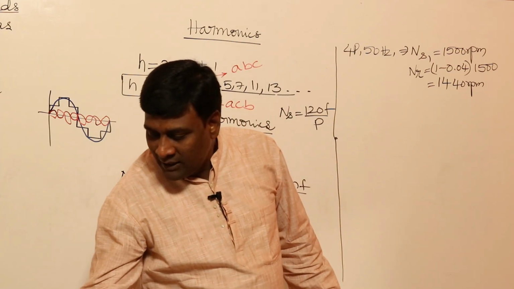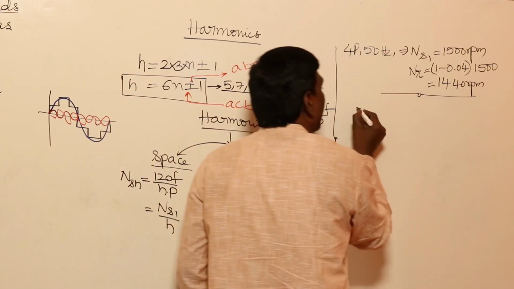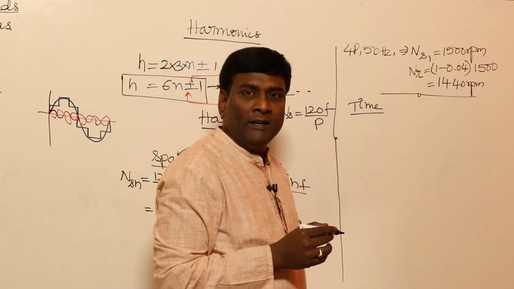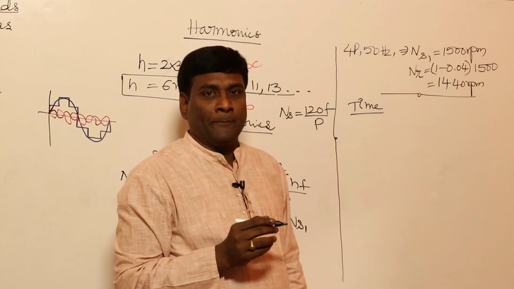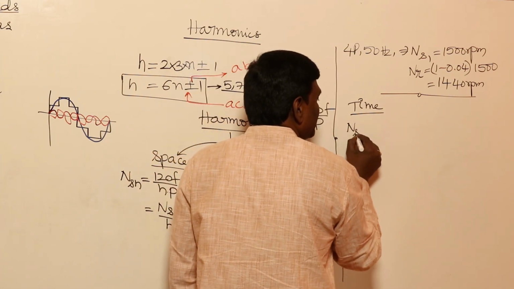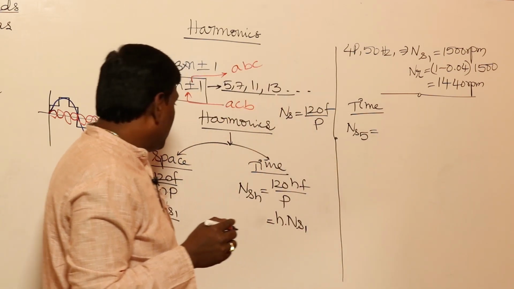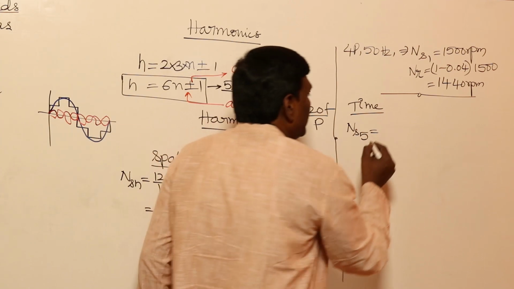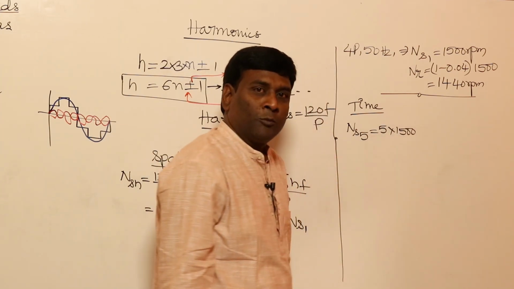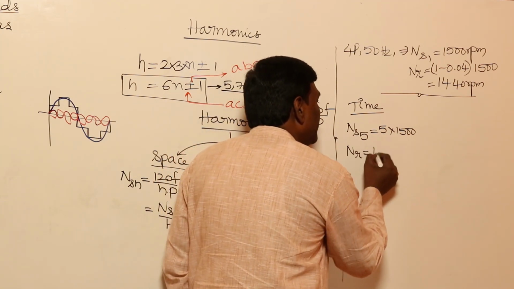Now let us calculate. For example, they asked about time, right? Because voltage and currents should be time. They asked for the 5th harmonic. So for the 5th harmonic component, ns of the 5th harmonic is going to be 5 times in time, so 5 into 1500 RPM. Now the rotor speed is going to be 1440 only.